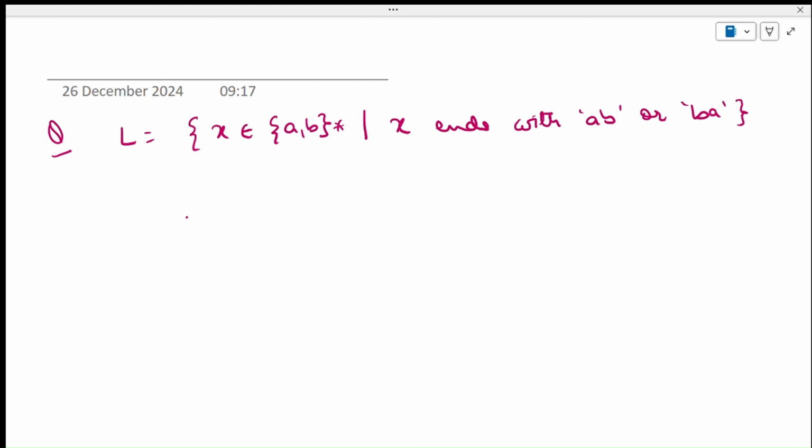The regular expression here is for x that ends with ab or ba. So first of all, (a + b) whole Kleene closure. We can have any string as a prefix, but it should always end with either ab or ba.